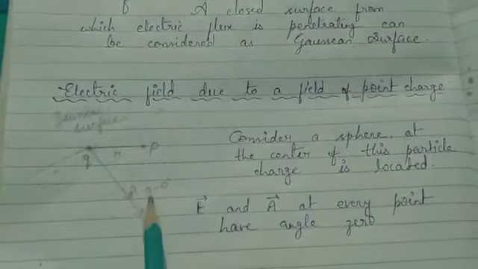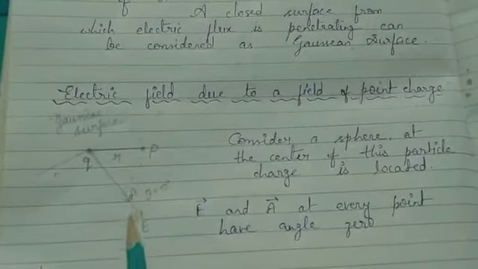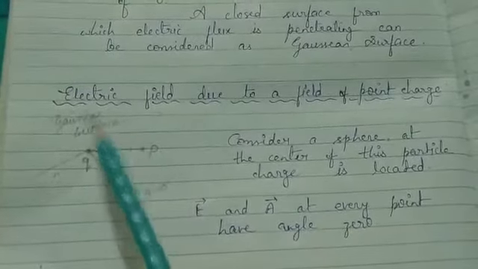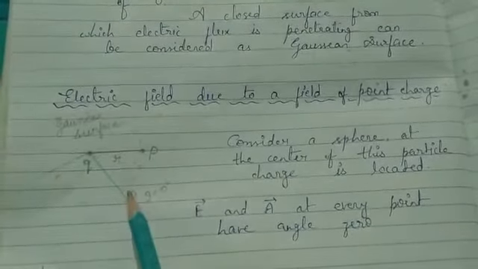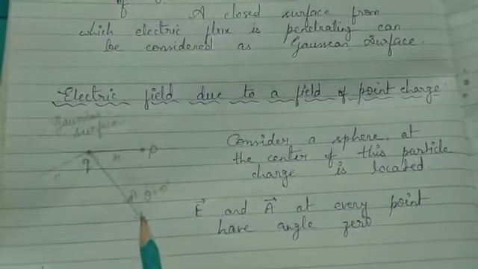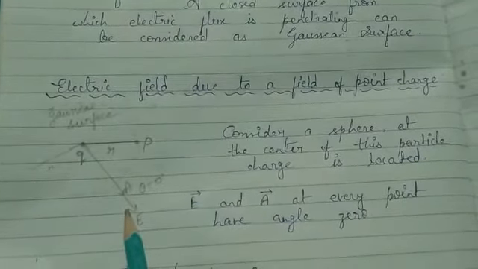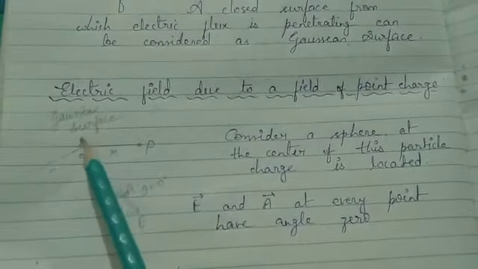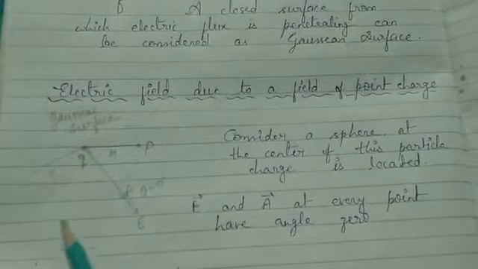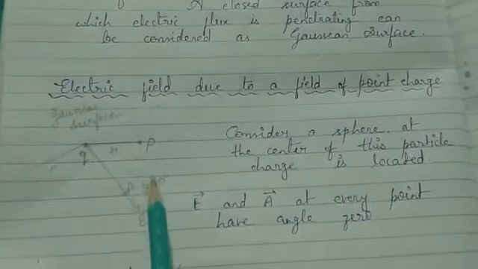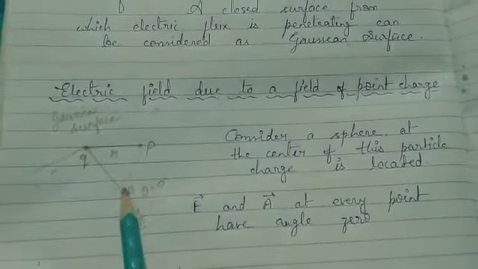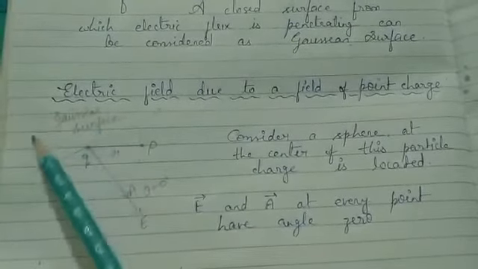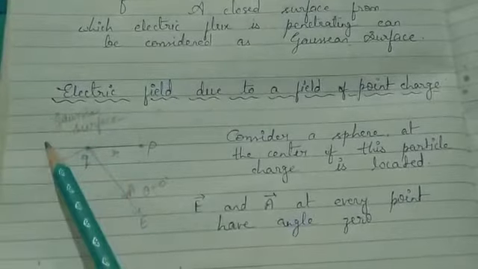That means the angle theta between A and E is how much? It is 0 degrees. At every point the same angle is there between E and A. So here the symmetry of E and theta is proved. E is going outward at all points on this Gaussian surface, and theta is 0, the angle between area and electric field is 0 at each point on this Gaussian surface.